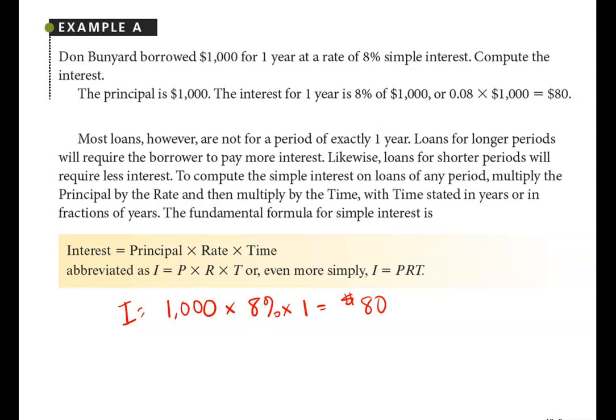So $80 is the interest, and if we wanted to figure out the total amount due at the end of this year, this is also called your maturity value. You'd simply take the amount of the loan, your principal amount of $1,000, and add the interest. In this case, our maturity value, or the amount due in total at the end of the year, is $1,080.